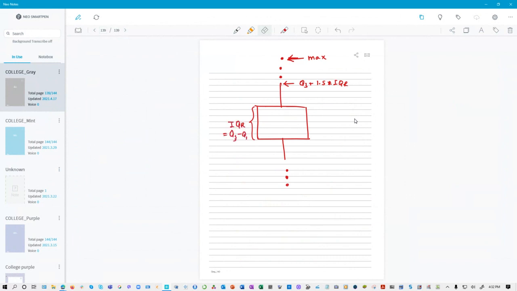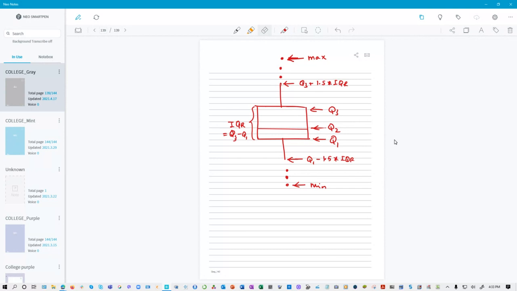IQR is Q3 minus Q1. This is Q3, this is Q1, and somewhere in between you have Q2. The last bottom one is the minimum. If you want to know, this one is nothing but Q1 minus 1.5 times IQR. This point is Q3, this point Q2, this point Q1.